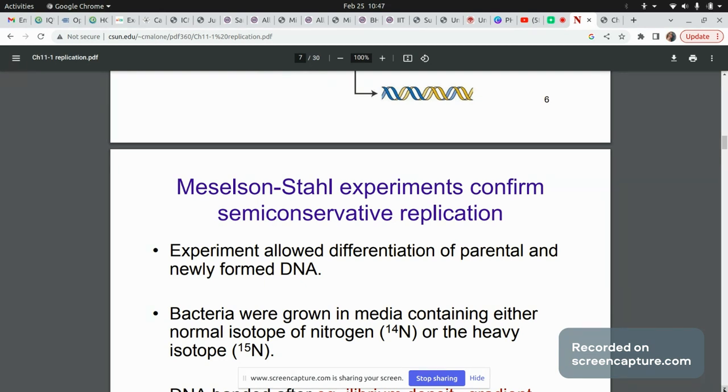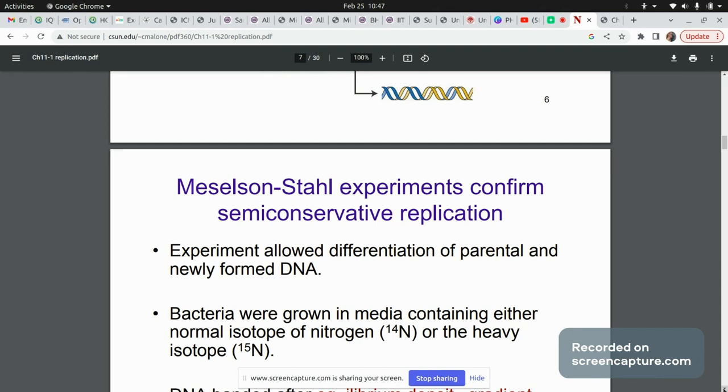First, Meselson and Stahl labeled DNA in bacteria by growing cells in medium containing either nitrogen-14 or the heavier isotope nitrogen-15. It has an additional neutron compared to the naturally occurring nitrogen-14, but is not radioactive.